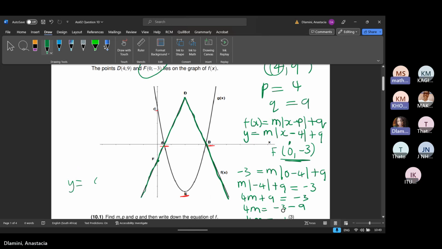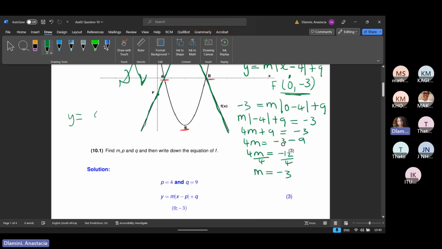No. Why? Because the graph is looking downwards. Thank you. So remember we said if m is greater than 0, meaning that it's positive, your absolute value function will face up. And if m is less than 0, meaning it's negative, your absolute value function will definitely face down. So now that we have found our m, this will be equals to negative 3 absolute value of x minus 4 plus, why am I saying Q? So this will be plus 9.